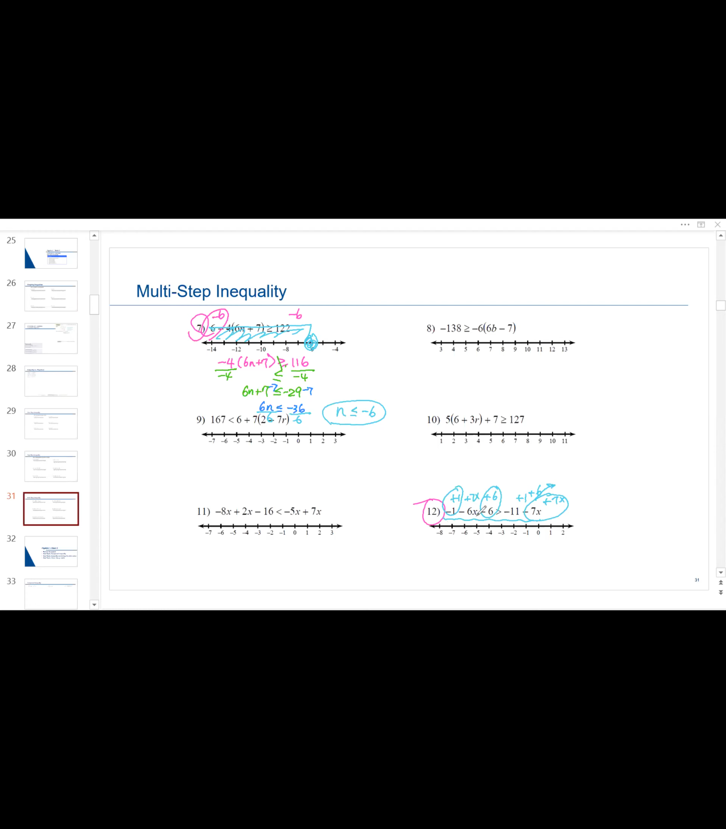This part became x, right? -6x plus 7x equals x. We didn't divide or multiply by a negative number here, so we didn't change the alligator mouth. The rest is -11 plus 1 plus 6, so we get -4. We've found the solution already.